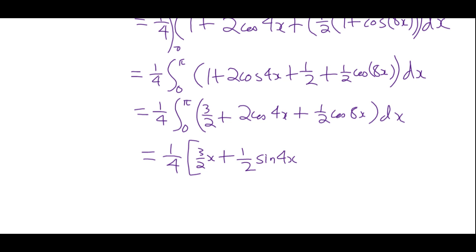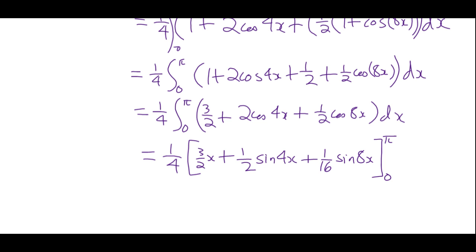Cos 8x. So it's going to be sine 8x, but the derivative of sine 8x is 8 times cos 8x. So we're going to need 1/16. So we multiply that by 8, we'll get a half. And we're going to evaluate that from 0 to pi.